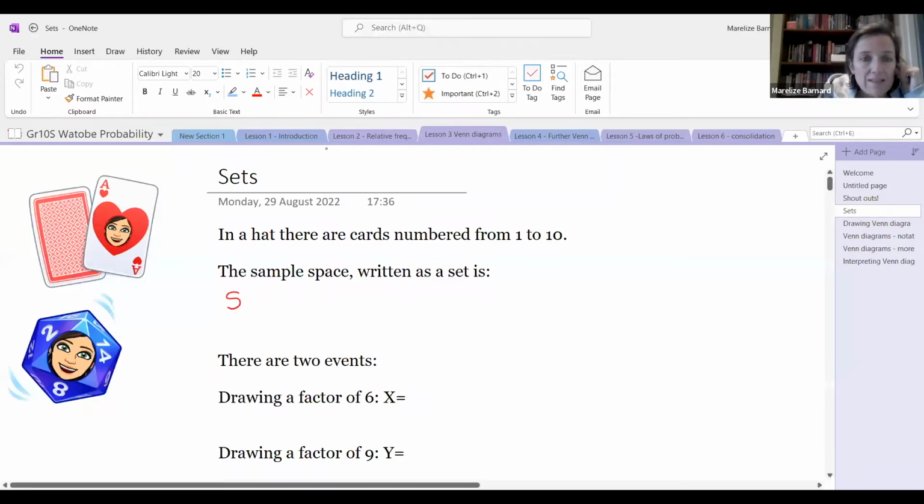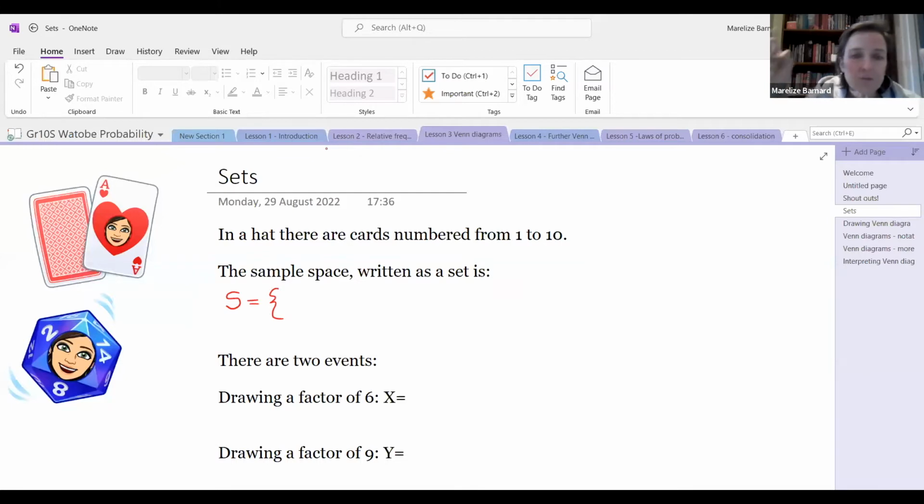So we say that this sample space, we're going to call it S. We're going to give it a name so we know it's this particular one. And we're going to make a curly bracket, and then we're going to put in between those two curly brackets all the cards that are numbered from 1 to 10. So those cards are 1, 2, 3, 4, 5, 6, 7, 8, 9, and 10. Okay.